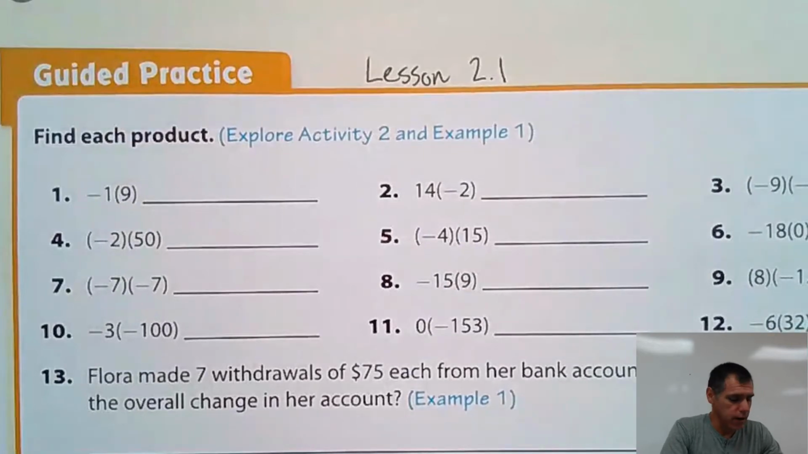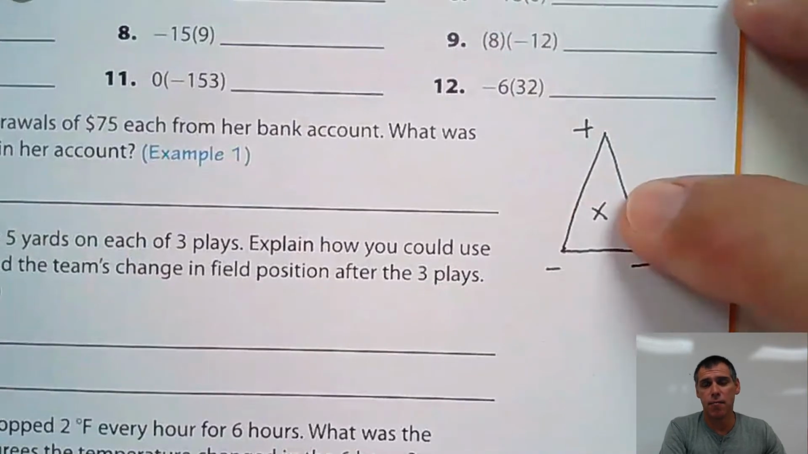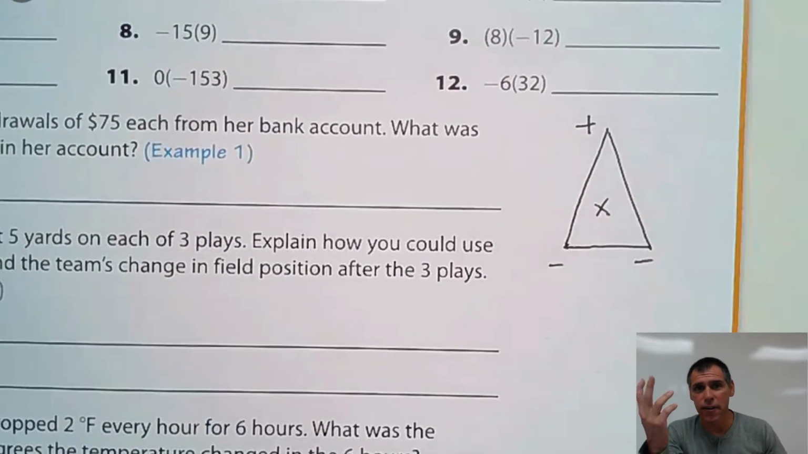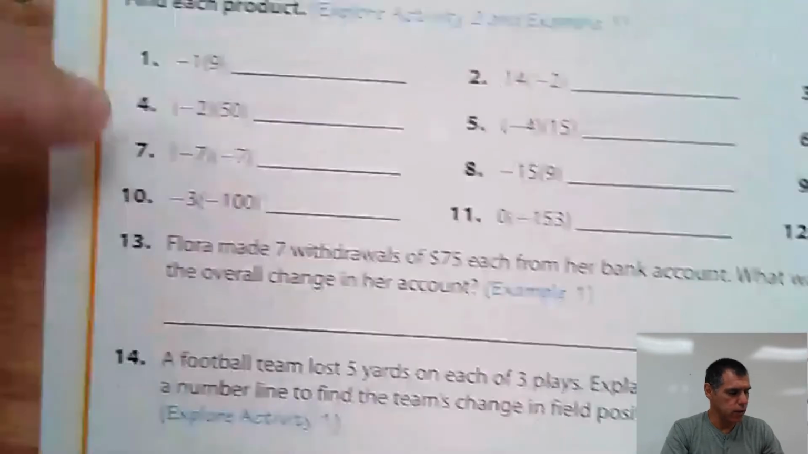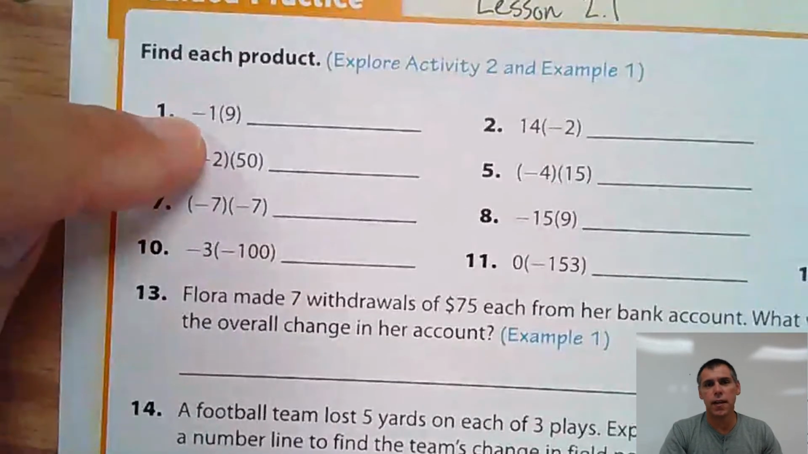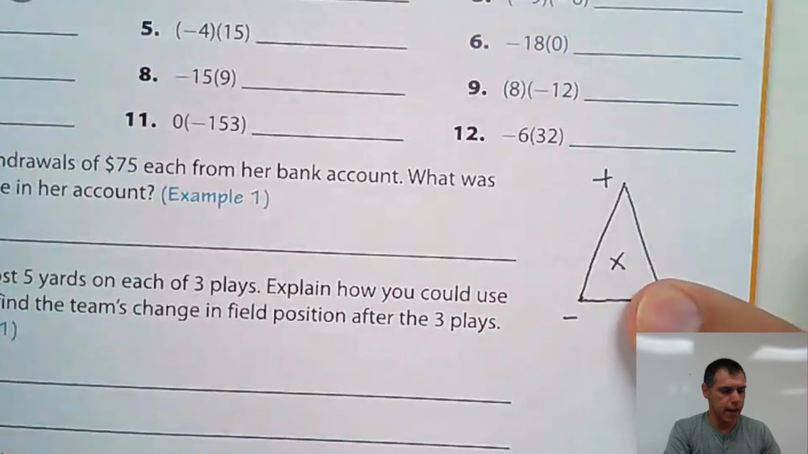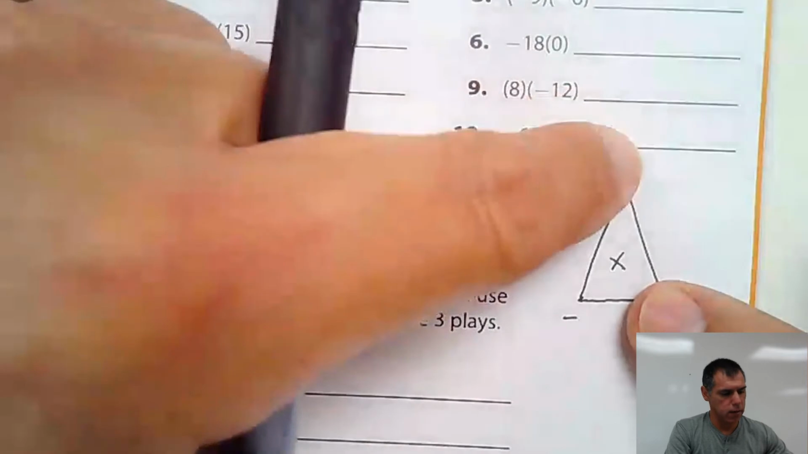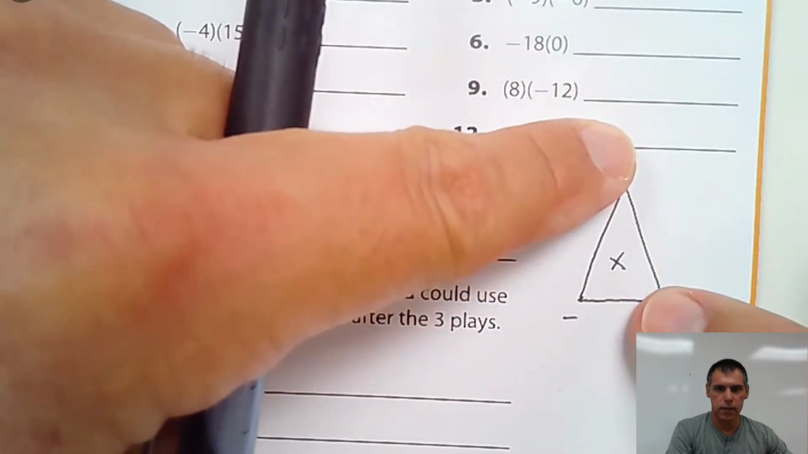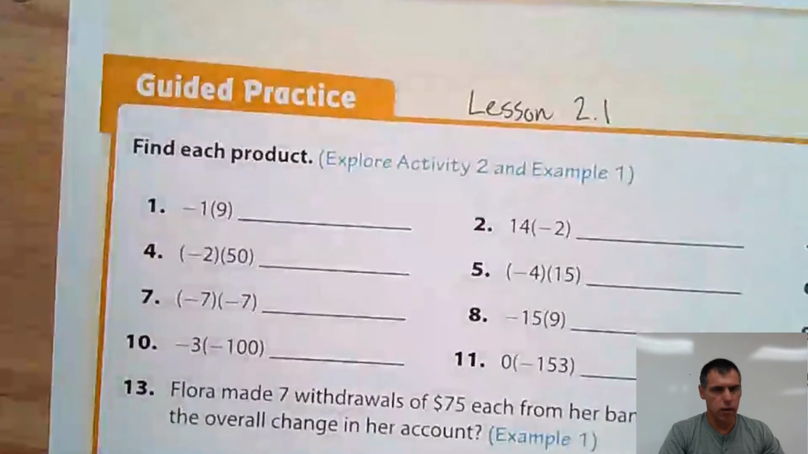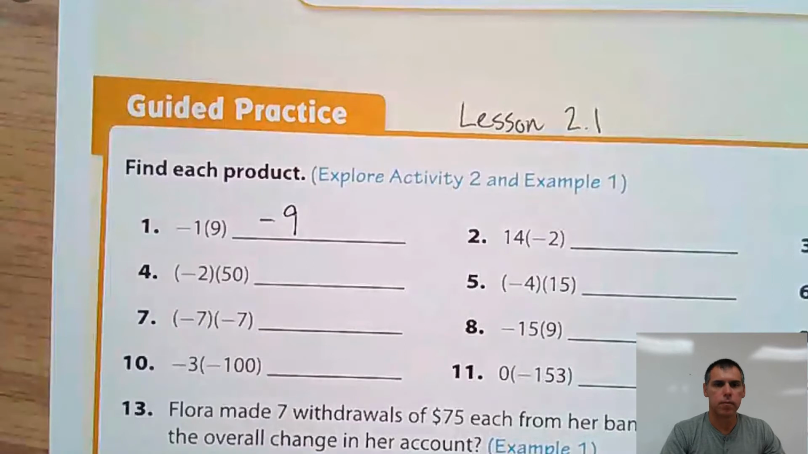So let's get started. I'm going to use this idea that I had in my previous lesson of the zero triangle, and I'll show you how I use it. This means negative 1 times 9. So I have negative 1 times positive 9, and the answer is negative. It's the sign that's not covered. So the answer is negative, and 1 times 9 is 9.